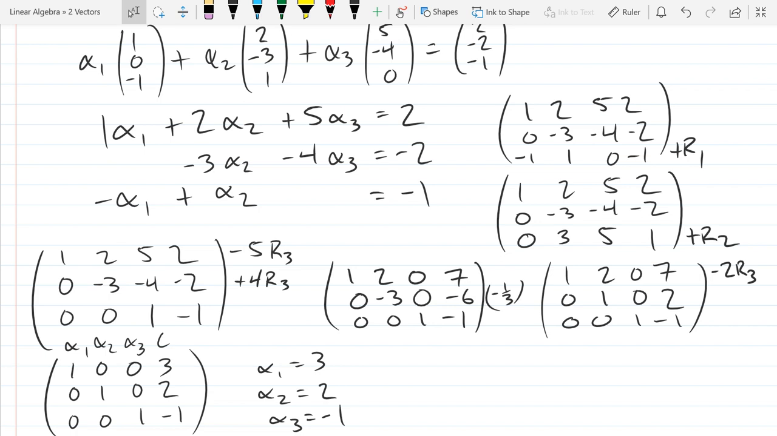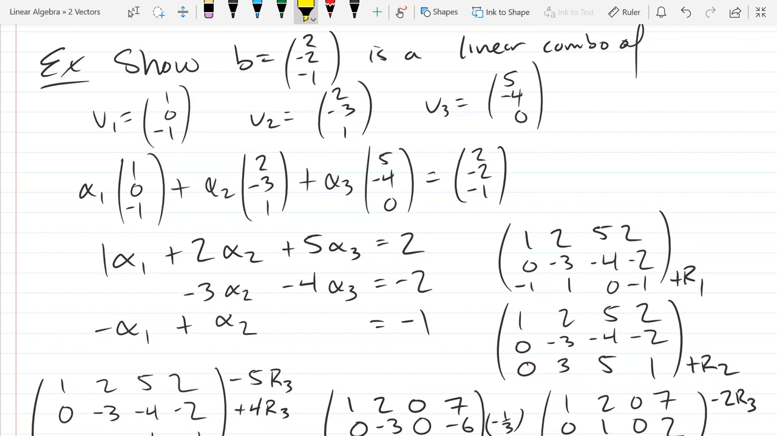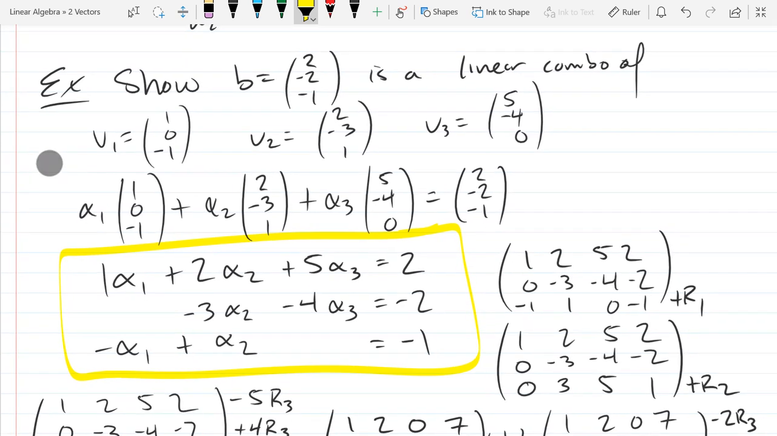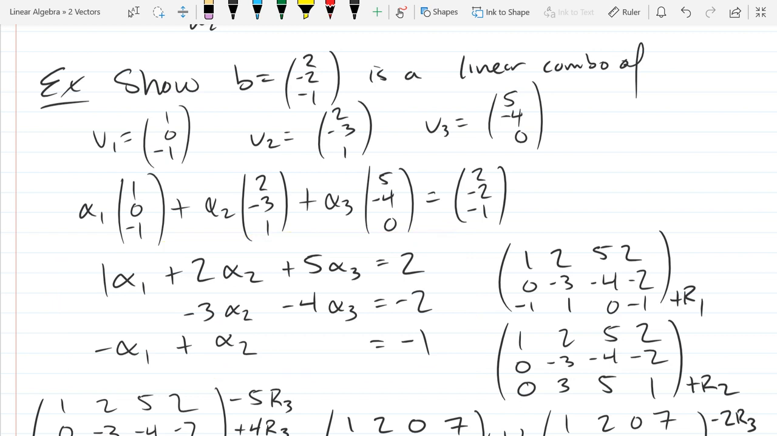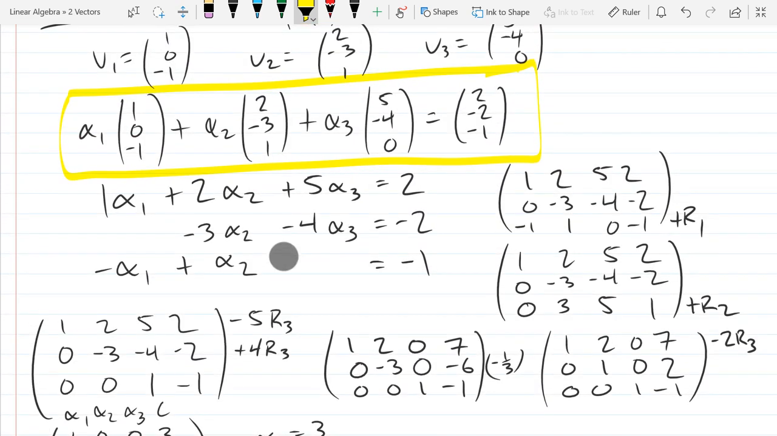Now, the question is, which system? There is the system that I built our matrix on right here, but is that the original? That's not really the original. The original was, I wanted to prove there's a linear combination. So really, the original is that right there. That was the first equation I wrote down. So let's check in that right there. So I think we had 3, 2, negative 1. So I'll check with the green marker.